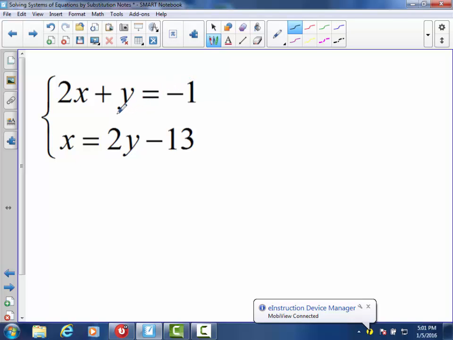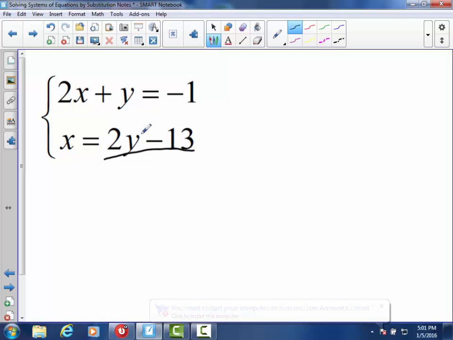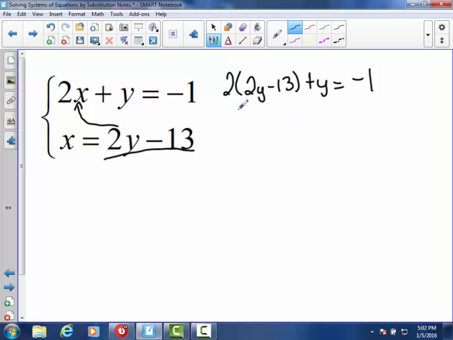So to follow the steps, it says that we want to solve one of the equations for one of the variables. Doesn't matter which one, we get to pick. So I'm looking here, and they've already done that for us. x equals 2y minus 13. So this is our expression that we're going to substitute for the variable in the other equation. So it's going to come up here and replace that x. Okay, so we're going to say 2, parentheses to show that we're replacing the x with 2y minus 13, plus y equals -1.